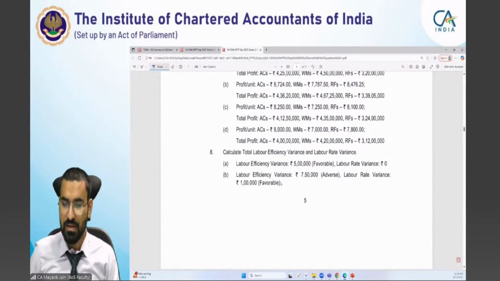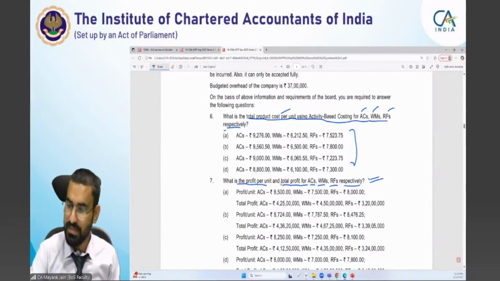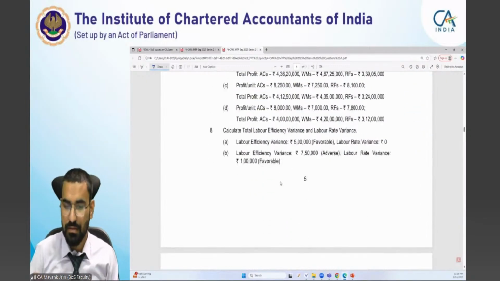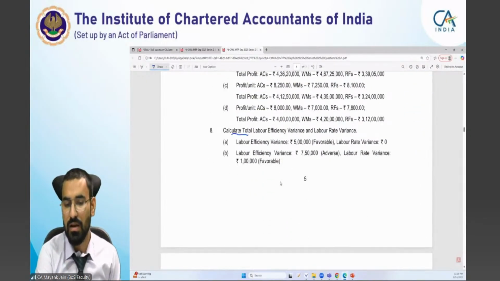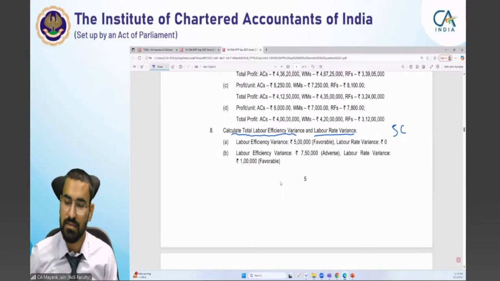Next one is, these two questions cover the ABC. And the next question is total labor efficiency variance and the labor rate variance, standard costing question. You have to calculate the labor efficiency variance and the labor rate variance.